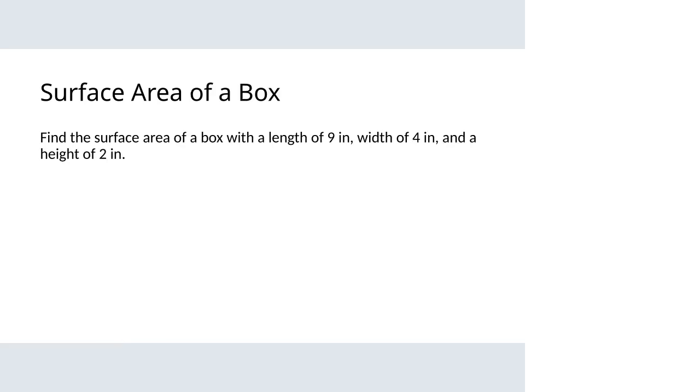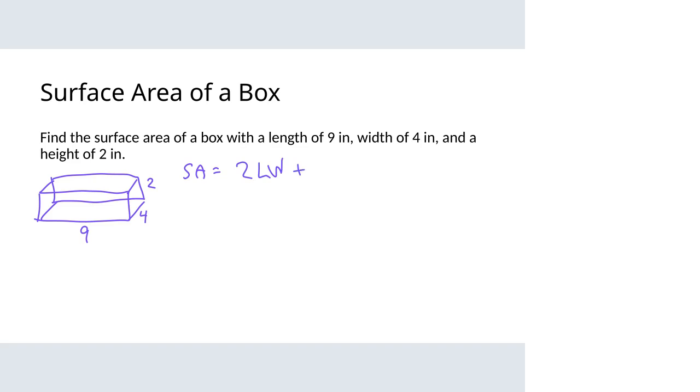All right, we'll do another surface area question. Find the surface area of a box with length 9, width 4, and a height of 2. So this is the rectangle we did volume for, where we have a length, a width, and a height. The length is 9, the width is 4, and the height is 2. And here we're after the surface area. Surface area is 2 times length times width, plus 2 times length times height, plus 2 times width times height. That'll be the formula for the surface area of a box.